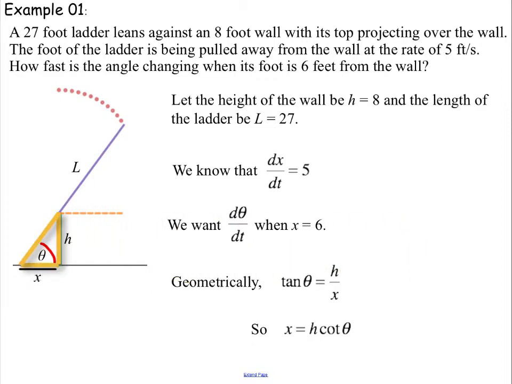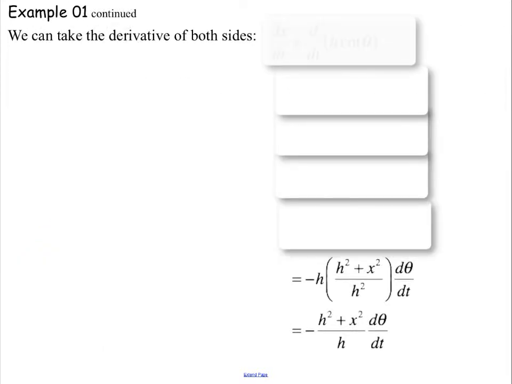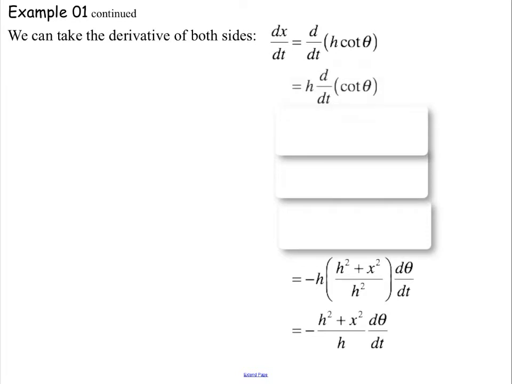Tangent of theta is h over x, which we can solve for x in order to make the derivatives easier, making x equal to h cotan theta. Now we can take the derivatives of both sides. dx/dt is d/dt of h cotan theta, but h is a constant, so it comes outside. Cotan of theta is a function of theta, not t, so this is essentially a chain rule.